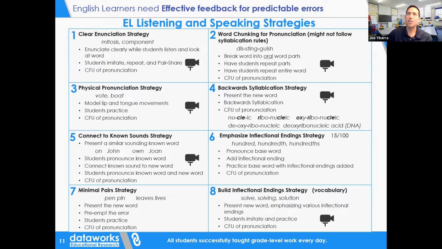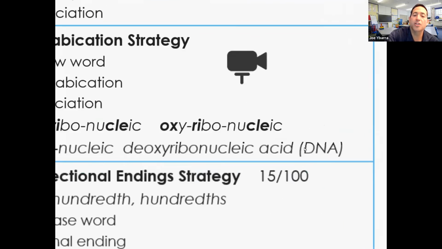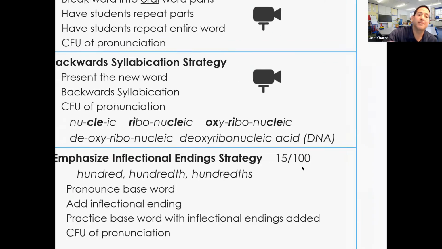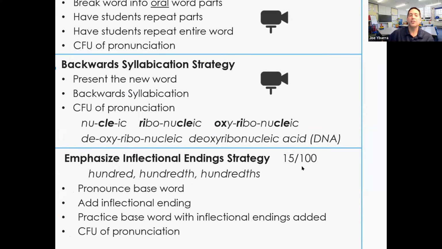Now, if you're teaching older kids who already know how to read and are good decoders, in a content-specific subject, like usually math or science, we have what's known as backward syllabication strategy. Can everyone look at this word? This is the word for DNA. DNA is the acronym for this word. Can everyone try to read this word right now? Read it to yourselves.